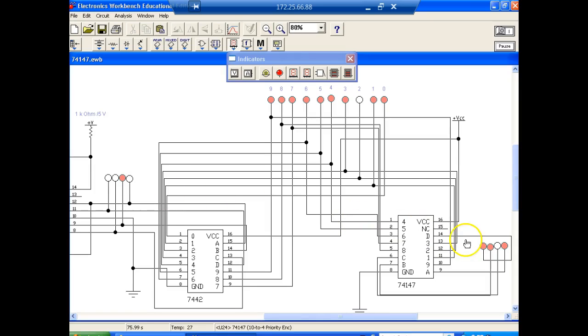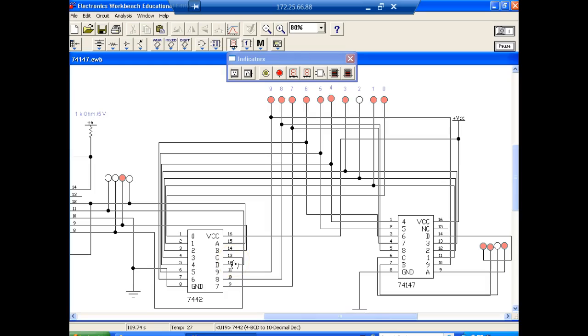But the problem is the 7447 has a low active output. So the counter is a high active output. So that means it's true when it's what? When it's high. The 74147 has a low active output, so it's true when it's what? Low. So notice this is just the opposite of that. So this is a 2 using high active logic. This is a 2 using low active logic.